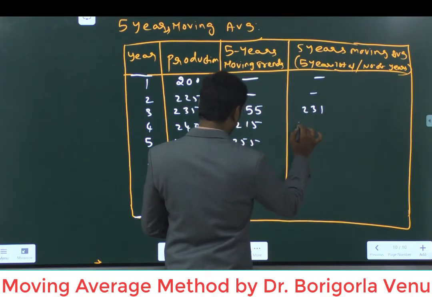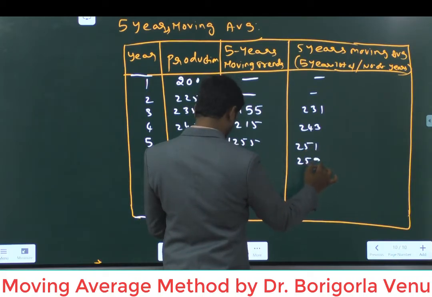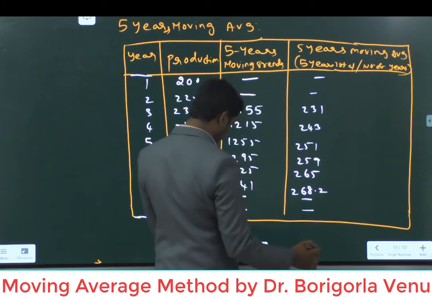Here we get 243, 251, 259, 265, 268.2, and further next years we don't have the data.